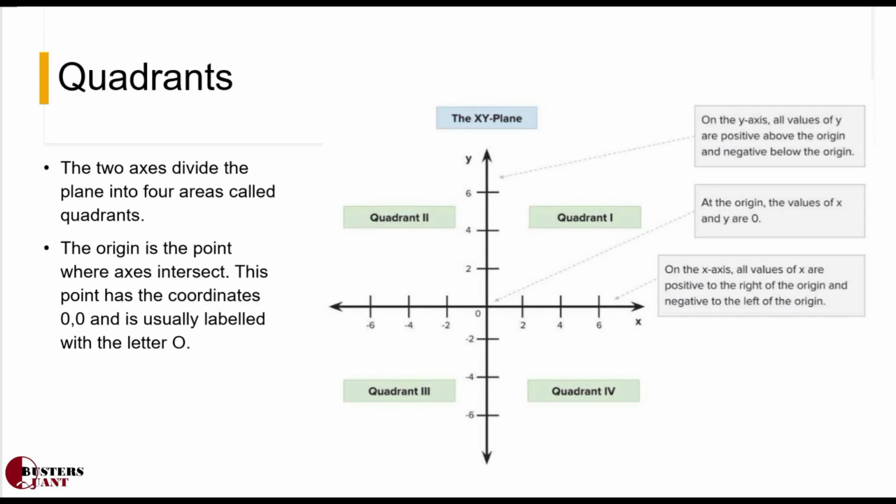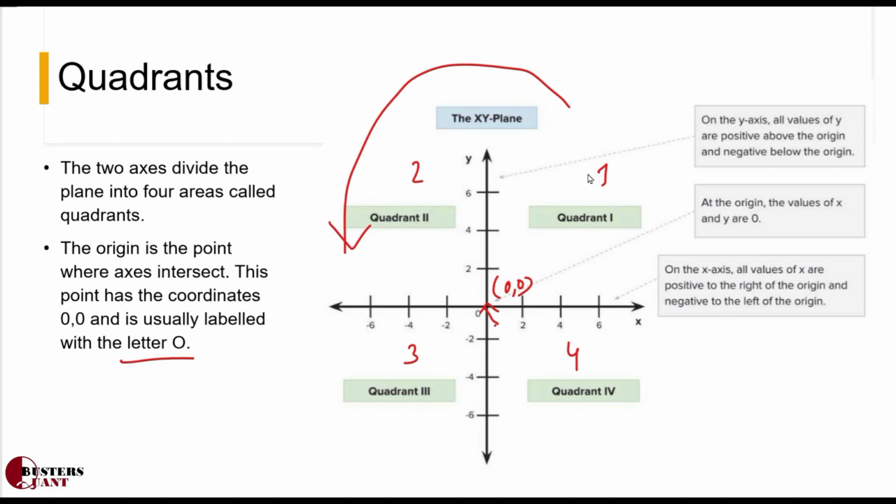Now the two axes divide the plane into four quadrants. This is the first quadrant, second quadrant, third quadrant, and fourth quadrant. The best way to remember is that they are counted in the anti-clockwise direction: 1, 2, 3, and 4. Now the origin. This is the origin. The origin is the point of intersection of the two axes. It is denoted by the letter O, and the coordinates of the origin are 0, 0.